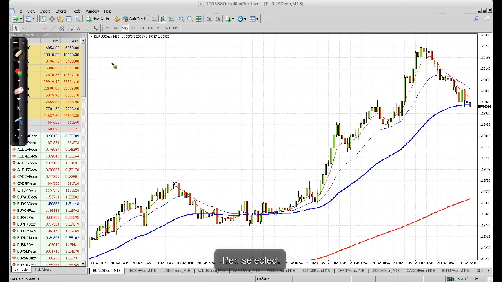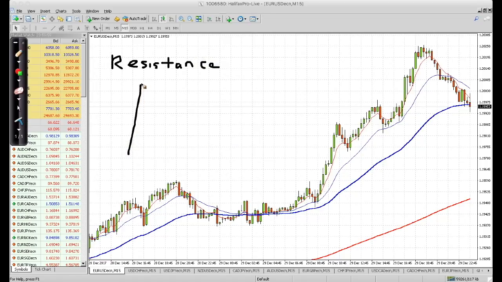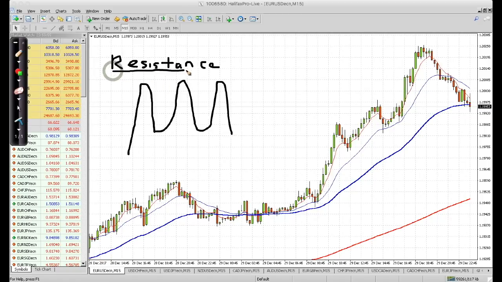So for example, a resistance level, let me write down resistance level, is a price level where the price tends to move up, and when it reaches a level, it tends to stop and reverse back down. Again, it goes up, reaches a certain level, it goes back down. That is known as a resistance level, or like a ceiling.